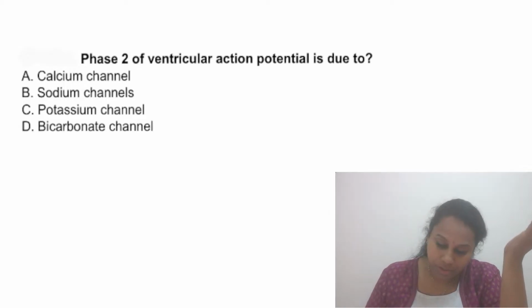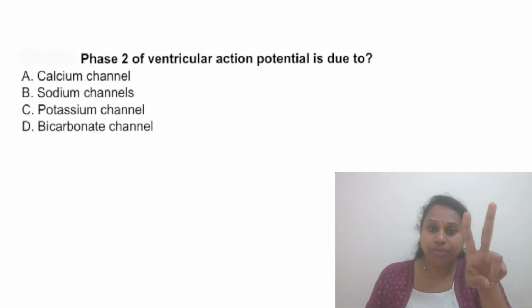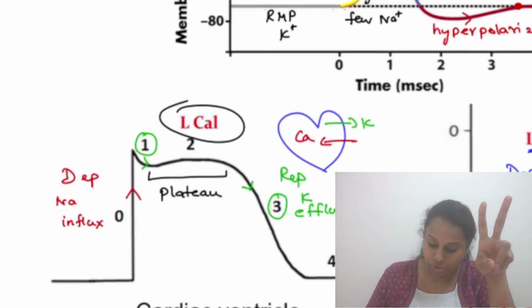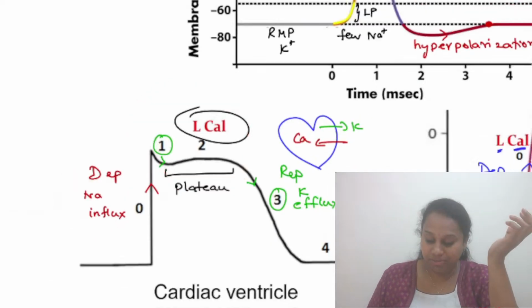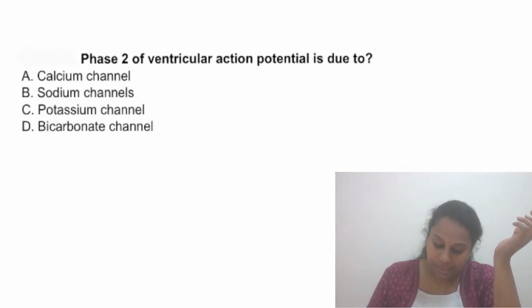Going back to the question, phase 2 of ventricular, what is phase 2 of ventricular due to? Yes, long lasting type of calcium channels. So this is calcium channel, to be very specific. Long-lasting type of calcium channels.